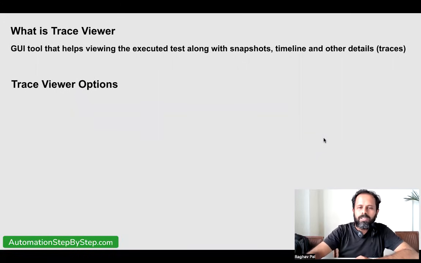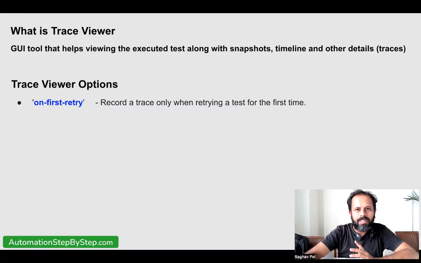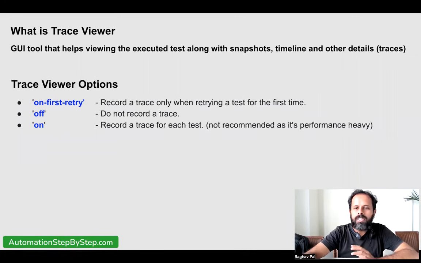Now, the other options we have already seen: on first retry will record the trace only when retrying, only for the first time. Then if you want to keep it off permanently, you can say off in the config file, or from the command. You can keep it permanently on, but make sure if you do this, it will hamper the performance because it will keep on tracing every test, every step. It will keep on taking all the snapshots, screenshots. So it will be heavy on performance.